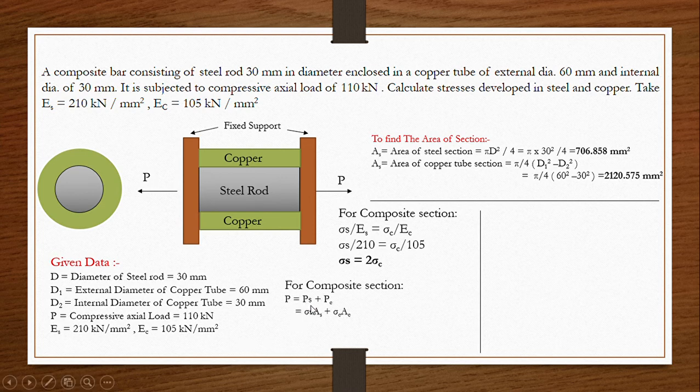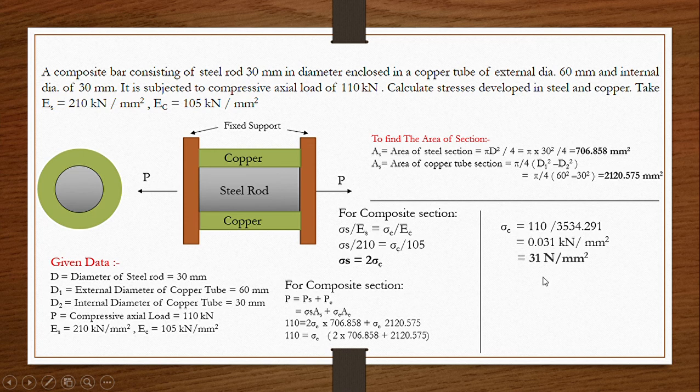Similarly, the total force sustained by the whole body is equal to the force sustained by the first part plus the second part. So the force sustained by the steel part and the force sustained by the copper part. As the value of P is nothing but sigma into A, putting the values, we get, as sigma s is equal to 2 into sigma c, taking sigma c as common. After calculation, we get 110 into sigma c. So the final answer will be 0.031 kilonewton per mm square. By converting this kilonewton into Newton, we get the final answer as 31 Newton per mm square.